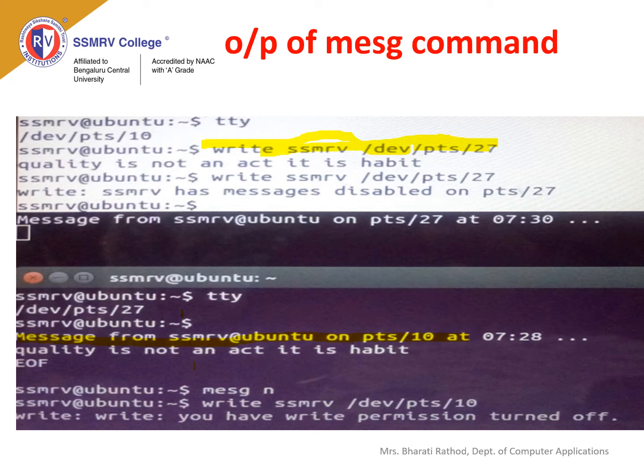Now terminal 27 blocks the message from terminal 10, so use the command $message n. Now again, to test whether it is blocking messages or not, write username and terminal. You get the pop-up that write permission is turned off. The same message appeared on terminal 10 also, that is, SSMRV has messages disabled on terminal 27.